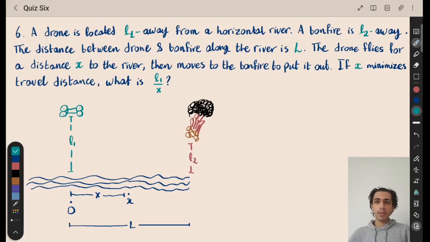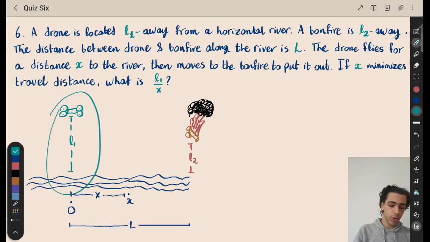Here we have this interesting setup of a drone and a bonfire. This is supposed to be some new technology where the drone grabs some water and puts off the bonfire. And as you can see here with the very accurate drawings, very detailed also, we have a good visualization of the situation.